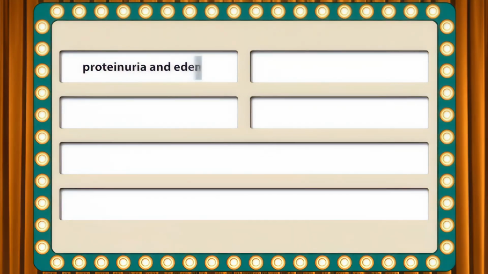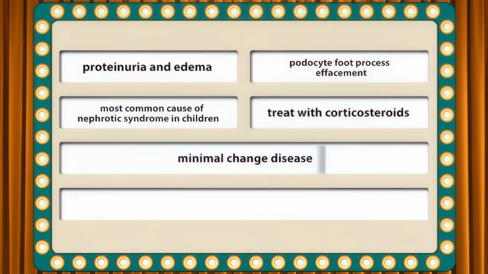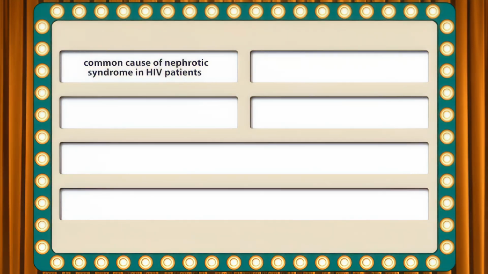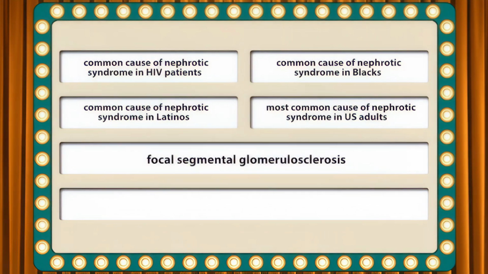Next one: proteinuria and edema, podocyte foot process effacement, most common cause of nephrotic syndrome in children, and treat with corticosteroids. That's minimal change disease. All right, common cause of nephrotic syndrome in HIV patients, in blacks, and in Latinos, and the most common cause of nephrotic syndrome in U.S. adults. This is focal segmental glomerulosclerosis.